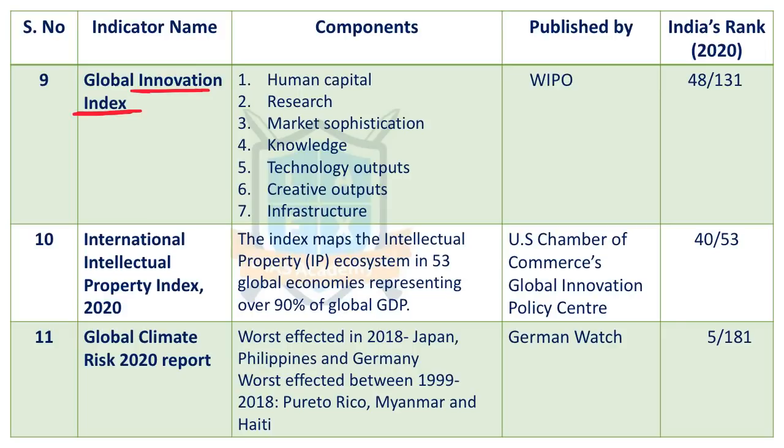Global Innovation Index is released by WIPO, World Intellectual Property Rights Organization. In the year 2020, India got 48th rank out of 131 countries. There's a huge improvement in this ranking in the last 5 years. It considers 7 pillars of innovation.